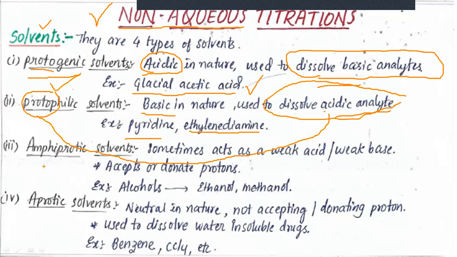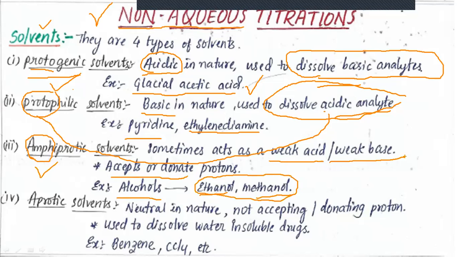The next one is amphiprotic solvents, which have both properties. They can release H plus ions as well as accept H plus ions, such as alcohols, ethanol, methanol. So these substances will be used as amphiprotic solvents, which can donate or accept protons. So that's why these solvents can be useful for estimating both weak acids as well as weak bases, right?